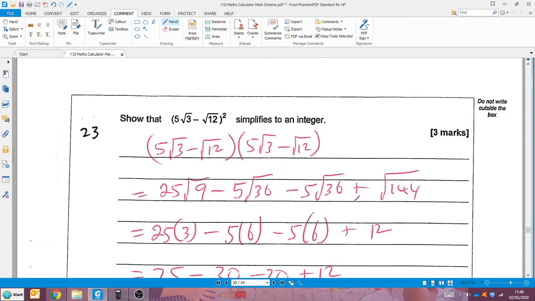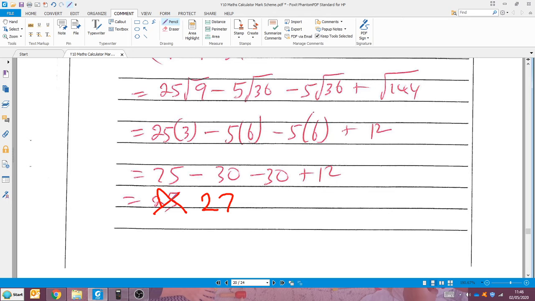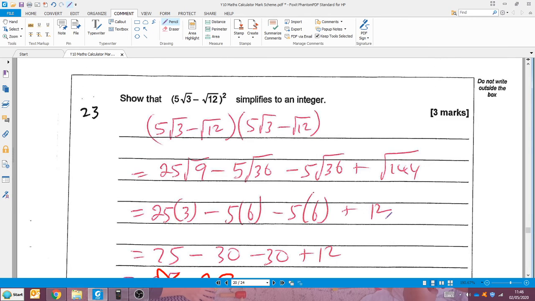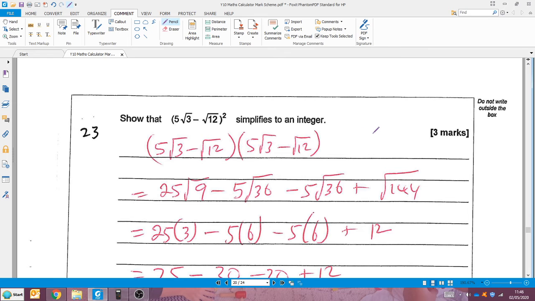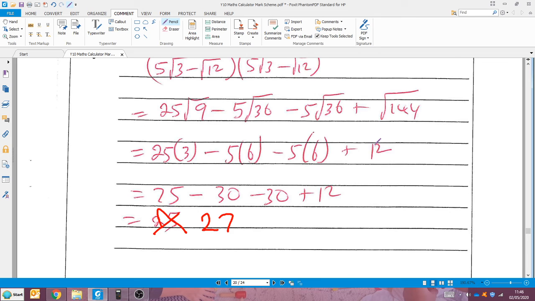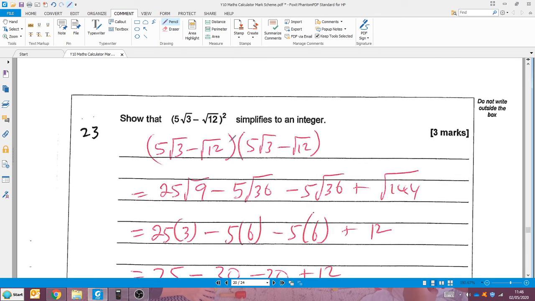Moving on. I love this question. Of course, I got it completely wrong right at the end, but anyway, I saw the error of my ways. I've got to square this thing. Now with a calculator, I don't know why it's a calculator question, but it shouldn't be. I did it without a machine. So first write 2 of these side by side. 5√3 times 5√3 is 25√9. 5√3 times minus root 12 is 5 lots of minus root 36. And then we go again. Minus 5 root 36, and minus root 12 times minus root 12 is plus the square root of 144.